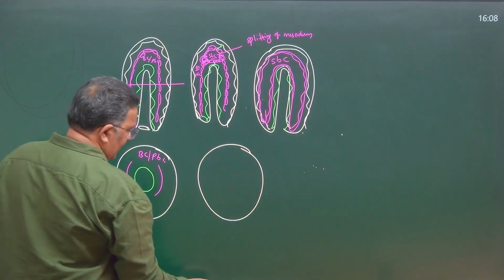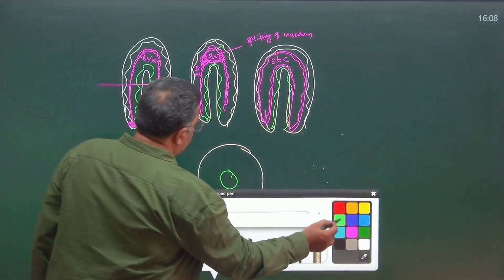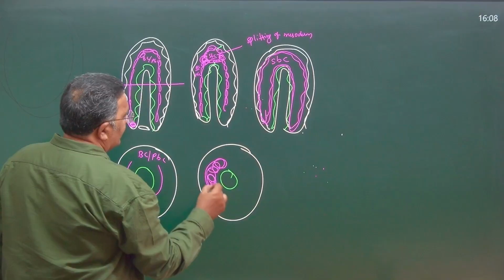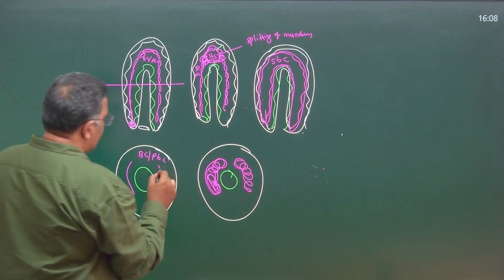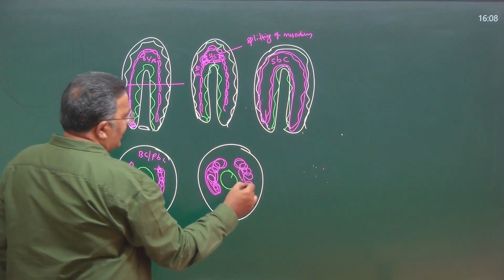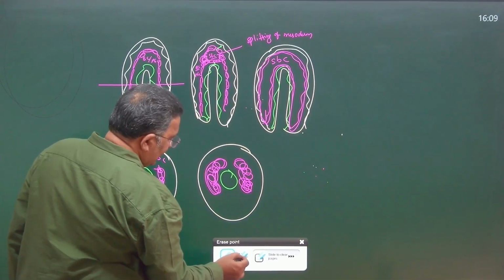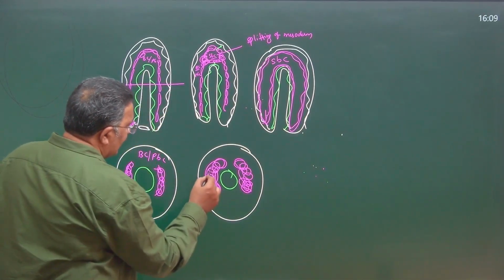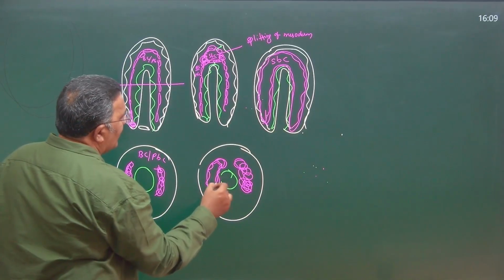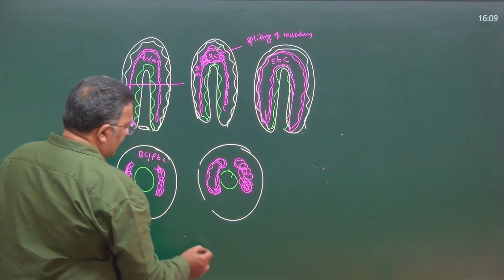This is the ectoderm. Green one is the endoderm, and next the pink one. What happened? Pink one divides. The mesoderm which is present here divides, and a cavity appeared. So there is a cavity in the center, that I called splitting. We say it as splitting.